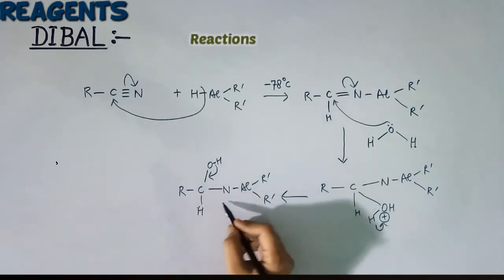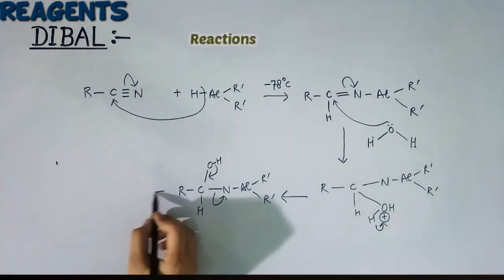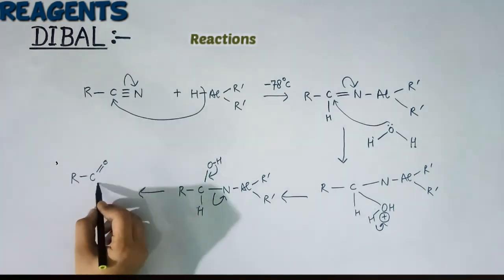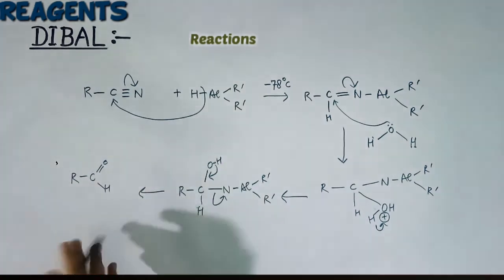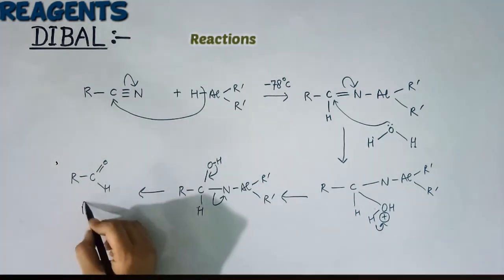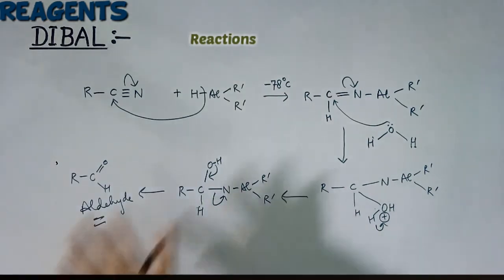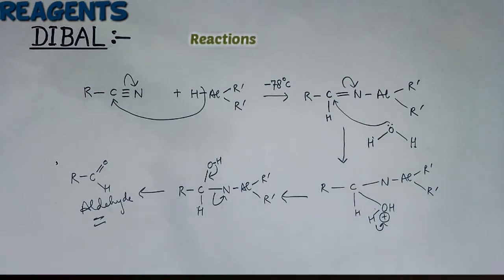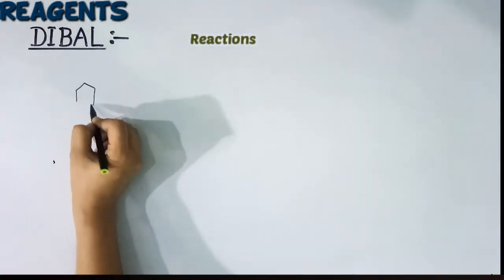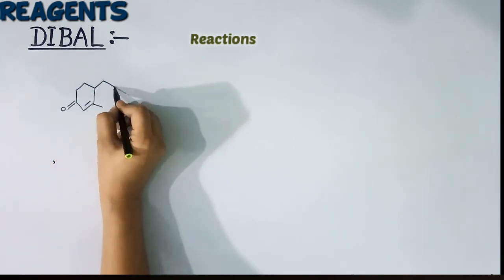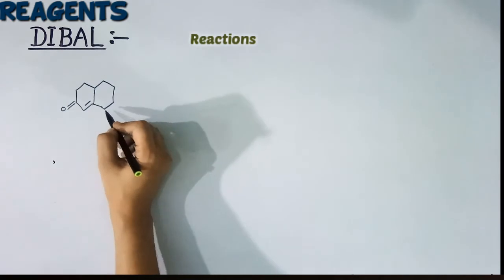Now again the workup will take place and you will get the required product, that is aldehyde. Okay, the configuration is wrong, but you get an aldehyde. So in this way this reaction occurs. Now let us see some more interesting reactions, and here is the compound. You will see multiple functional groups in this.